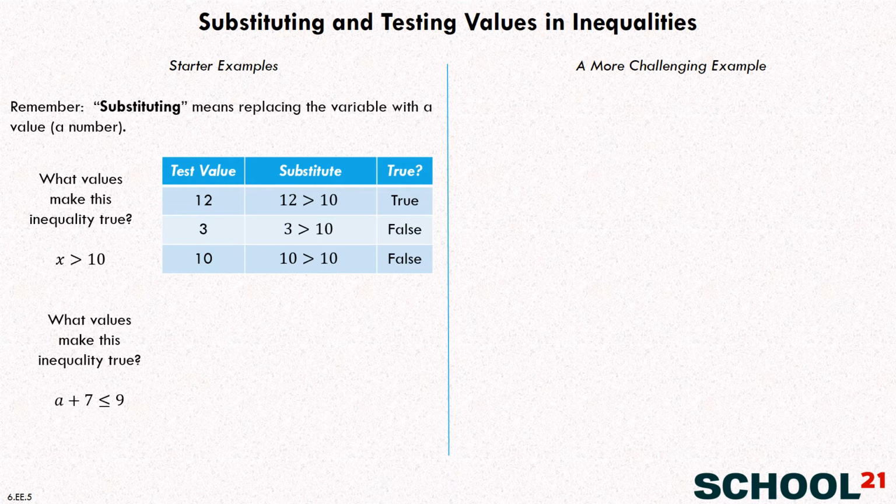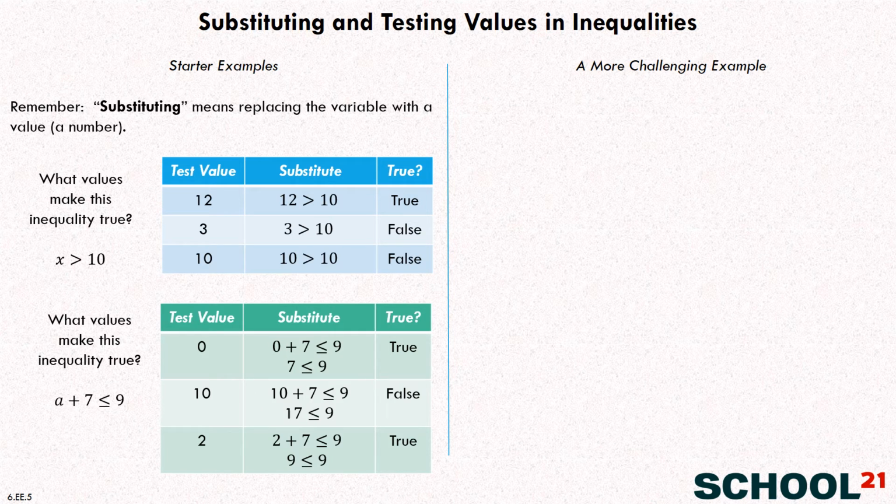Same thing, we'll create a table and test some different values. I like to test 0 because it's usually pretty easy to calculate. So we'll take our original inequality right here, and substitute 0 in for the variable a. We get 0 plus 7 is less than or equal to 9. And what's 0 plus 7? 7. Yeah, so 7 is less than or equal to 9. Is that true? Yes. Yep, it's true.